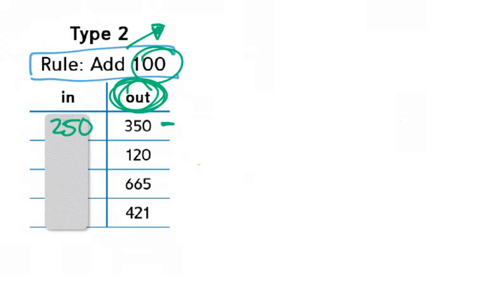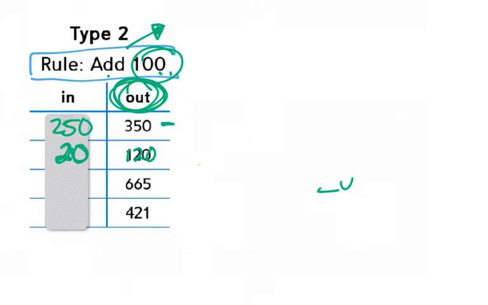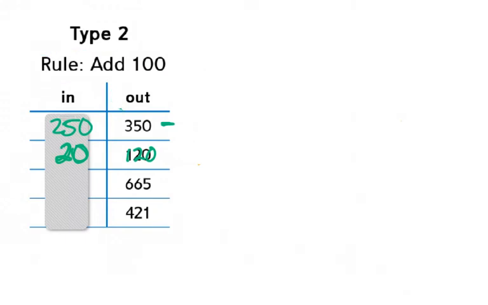So what would 120 be if I subtracted 100? 20. Now let's see, does that make sense? If the rule is add 100, I started with 20, they add 100, does that give you 120? Absolutely. I would like you to figure out what are the next two numbers.